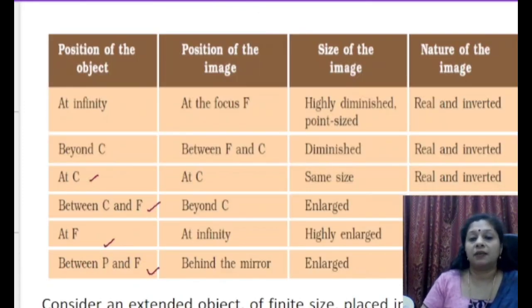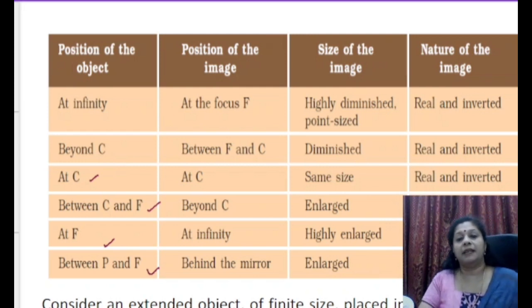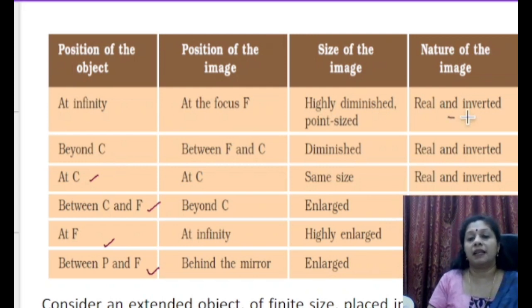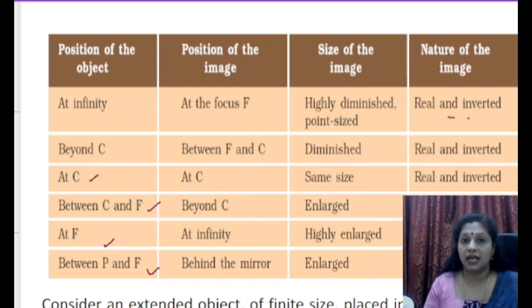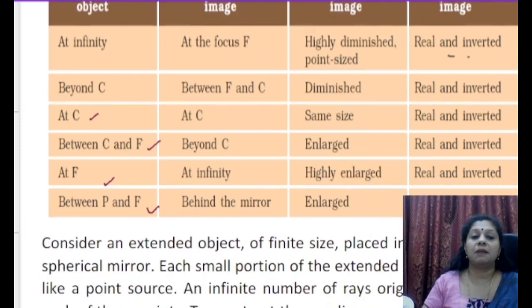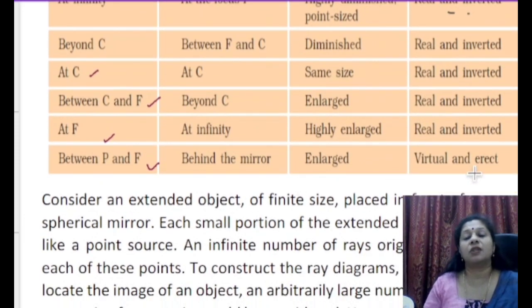Here, if you come back to this, we know that for the object at infinity, the image is at the focus, highly diminished, point sized, real and inverted. Beyond C, the image is between F and C, diminished, real and inverted. At C, same size, real and inverted. Between C and F, the image is beyond C, enlarged, real and inverted. At F, the image is at infinity, highly enlarged, real and inverted. And between P and F, the image is behind the mirror, enlarged, virtual and erect.